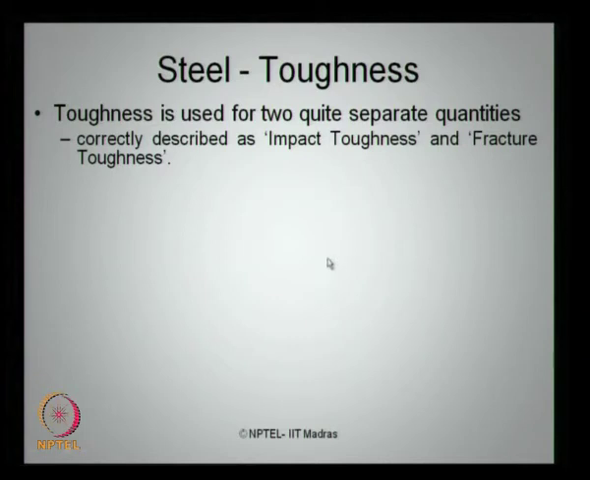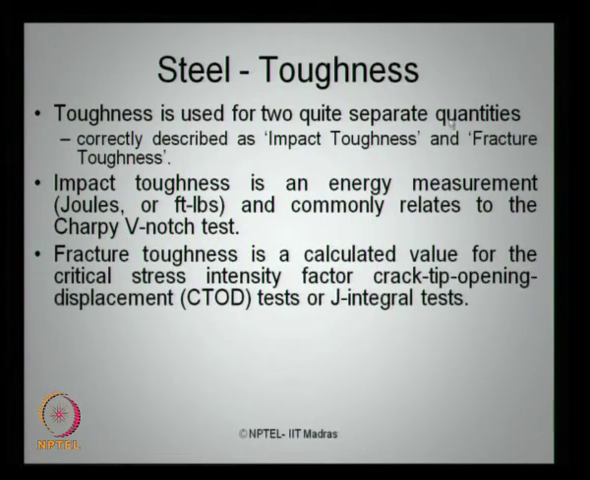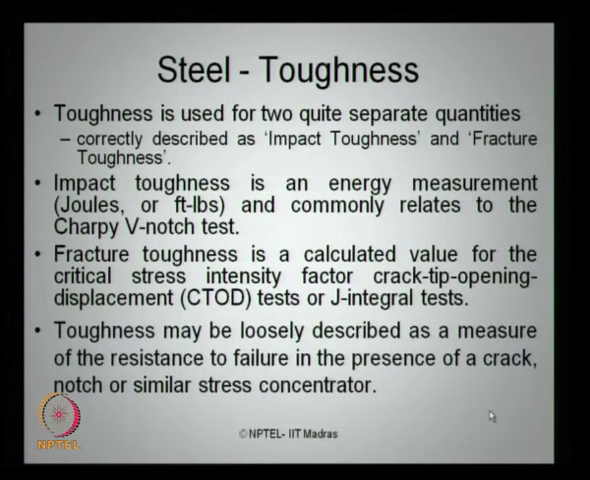Toughness is used for two quite separate quantities. One is what we call impact toughness, the other is fracture toughness. Impact toughness is an energy measured in joules and commonly related to the Charpy V-notch test, whereas fracture toughness is a calculated value for a critical stress intensity factor. Crack tip opening displacement test or J integral test will qualify these kinds of values.